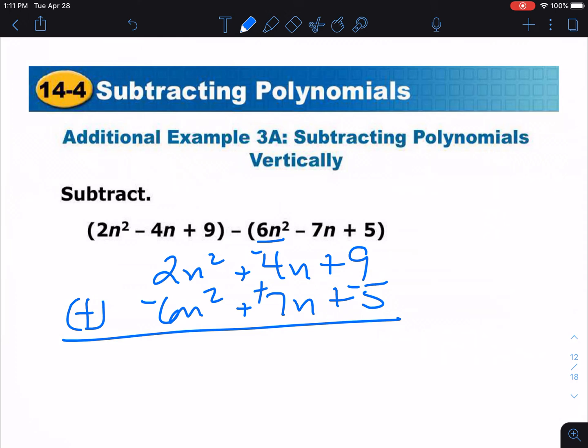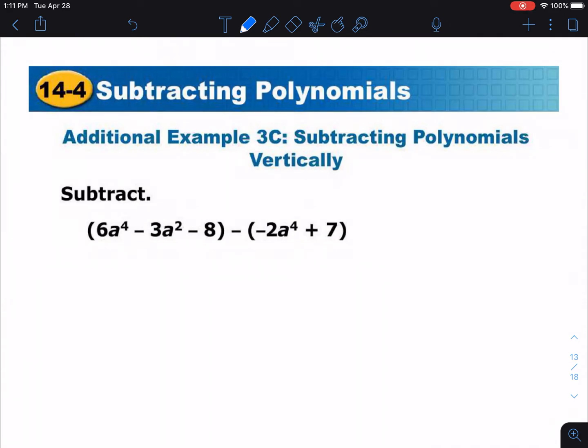Okay, and it doesn't really matter which end you start with. So I'm going to actually start here just like we normally do in a regular problem. 9 take away 5 gives us 4, and then a plus. Then a negative 4n and a positive 7n gives us 3n, plus. And then a 2n squared and a negative 6n squared gives me a negative 4n squared. That's all there is to subtracting polynomials vertically.